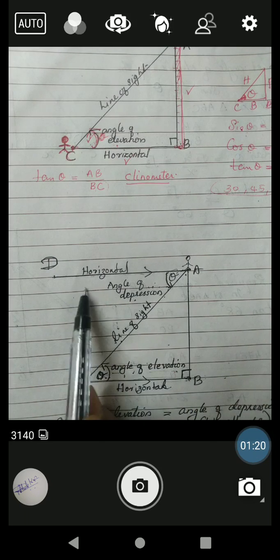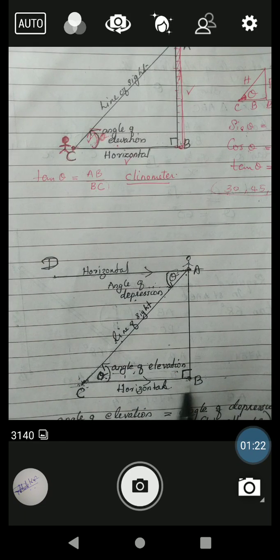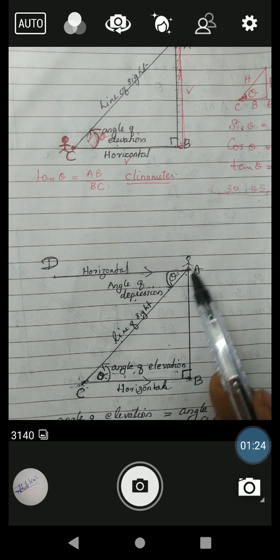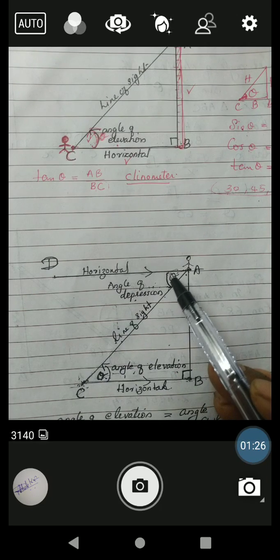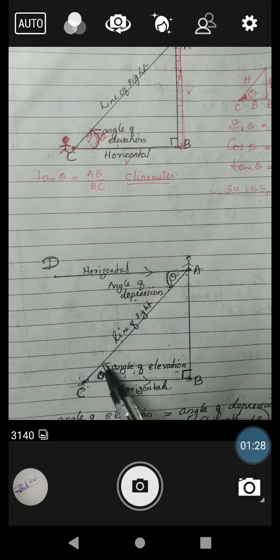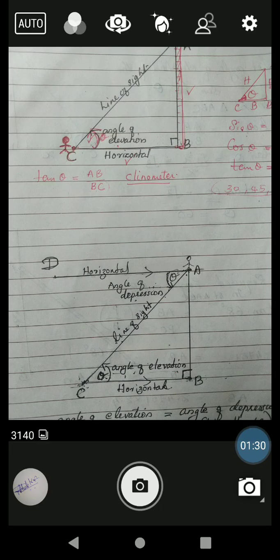And we know that two parallel lines you can see here, and it is the transversal, and therefore we know these two angles are equal. Why? Interior alternate angles are equal. Therefore we can say that angle of elevation is equal to angle of depression. Okay, let's do some more questions from this chapter.